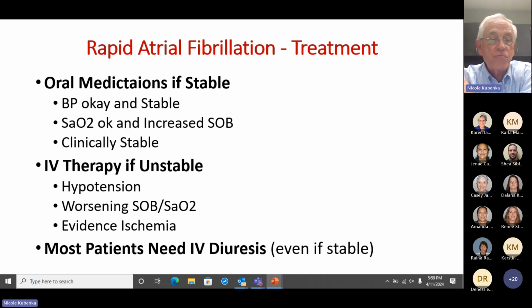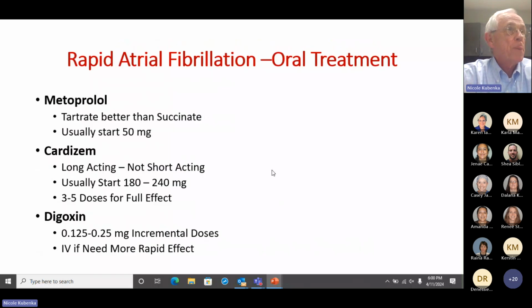All right. If their blood pressure is dropping, if they're getting short of breath, if they're getting hypoxic, if they've got some sort of signs of ischemia on their EKG or troponins are up, then you've got to be more aggressive and start an IV drip because you just want to get this under control as quickly as you can. A corollary of that, this is a pearl I tried to teach my fellows back in the day. Just about everybody who comes in with rapid atrial fibrillation is fluid overloaded, even if they're comfortable. So what happens when you're fluid overloaded? A whole slew of stuff.